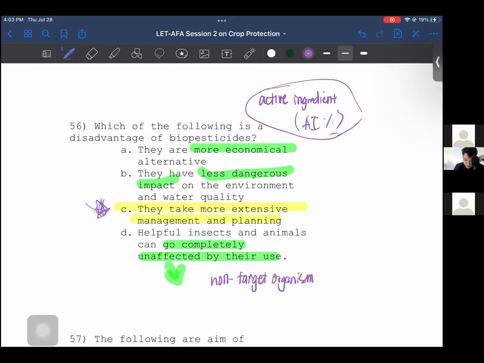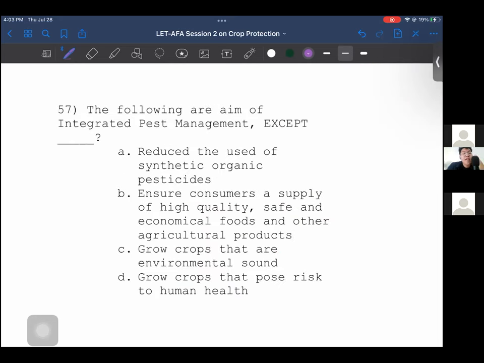Okay, so next. The following are aims of integrated pest management except: A, reduced use of synthetic organic pesticide. B, ensure consumers a supply of high quality, safe, and economical foods and other agricultural products. C, grow crops that are environmentally sound. Or letter D, grow crops that pose risk to human health. So the very obvious answer here is letter D, grow crops that pose risk to human health. We would not like that.